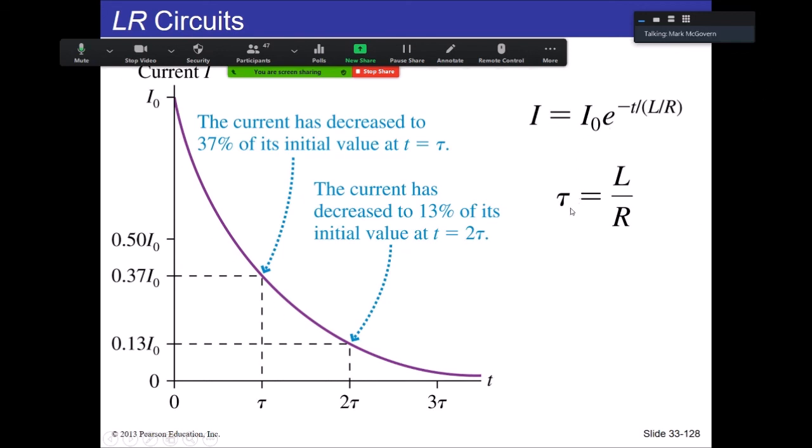The value for tau is our time constant, which basically tells you the rate at which things are going to decay here. When it gets down to 1 over e, that's 37%, that's when the time is equal to the time constant. So L over R is in units of seconds, actually. And then 2 tau is down to 13%, and 3 tau is, I think, about 4% or something like that.